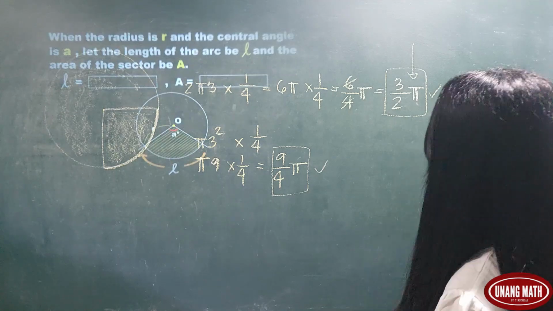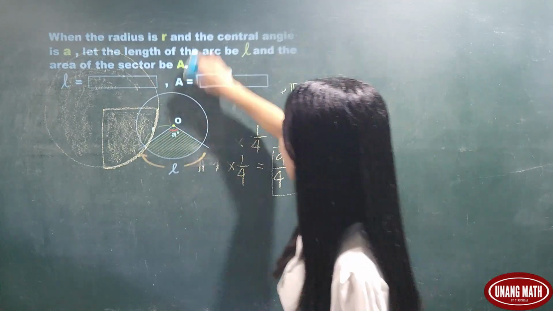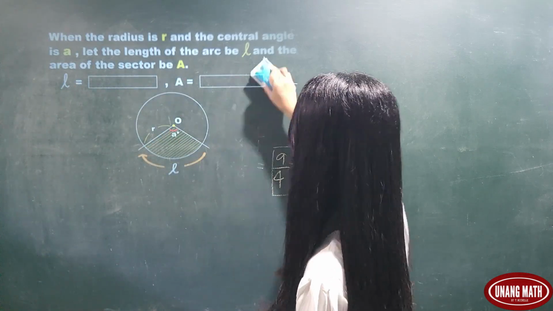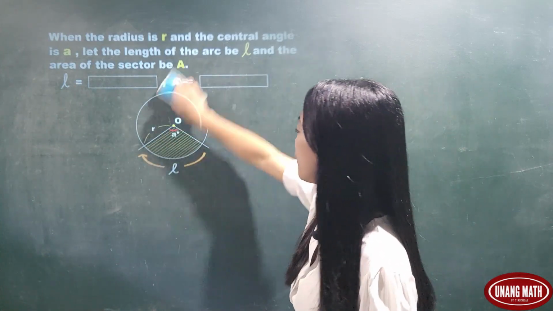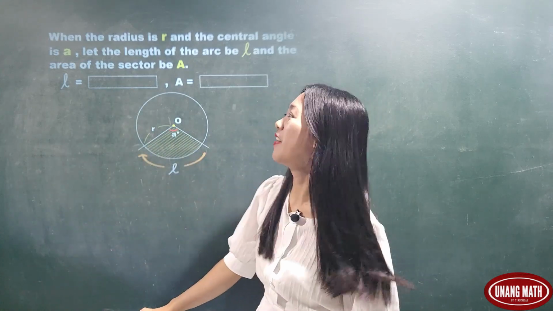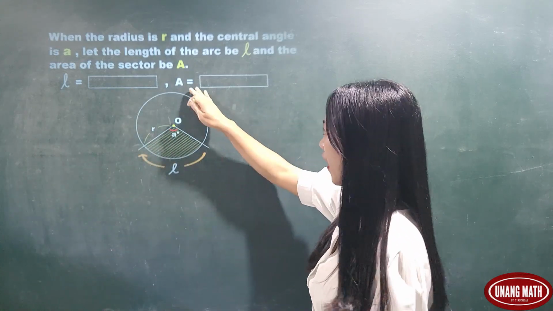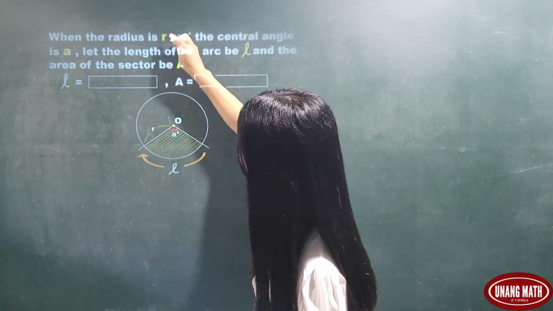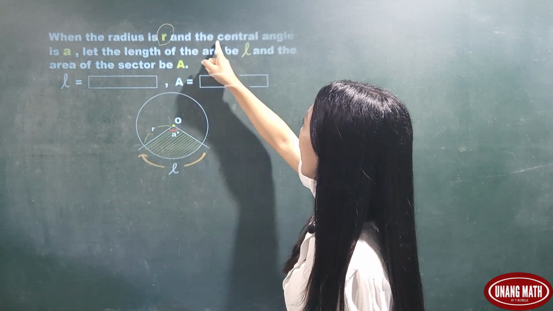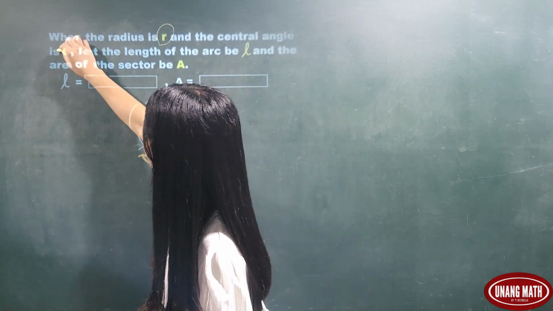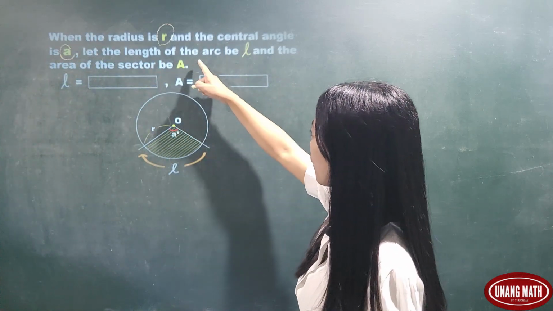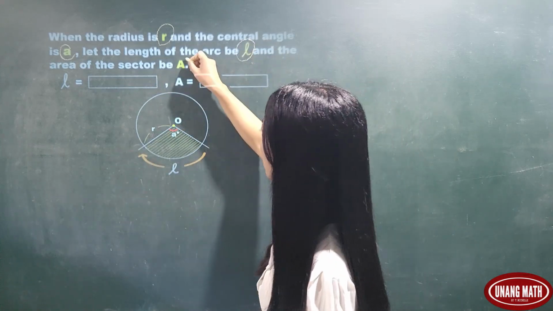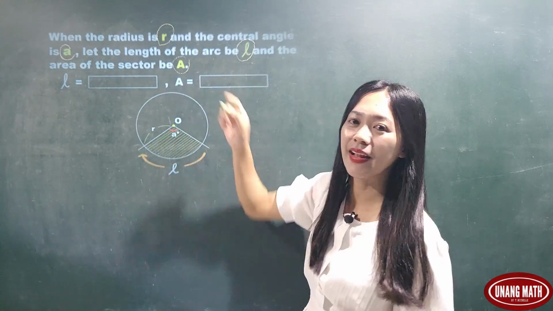Okay, this time, let's summarize how to find the length of the arc and the area of a sector. So when the radius is represented by r, and the central angle is represented by a, let the length of the arc be L and the area of the sector be A, or capital A.